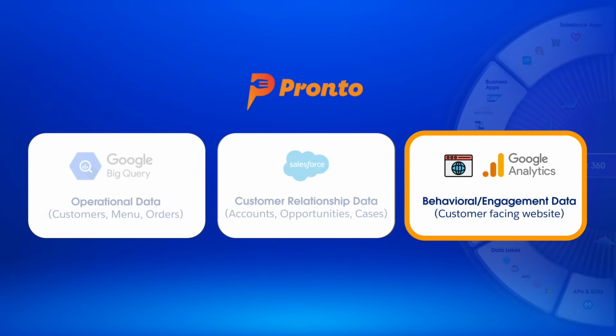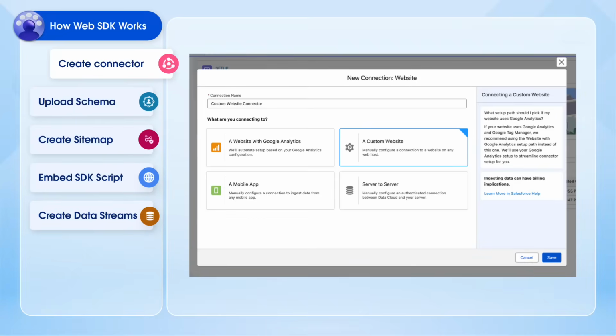Pronto has a website that customers use to search for restaurants, browse their menu, and place orders. Data 360 offers a native web SDK that you can configure from scratch and embed in your website to start capturing events. Here is a high-level overview of the end-to-end process.